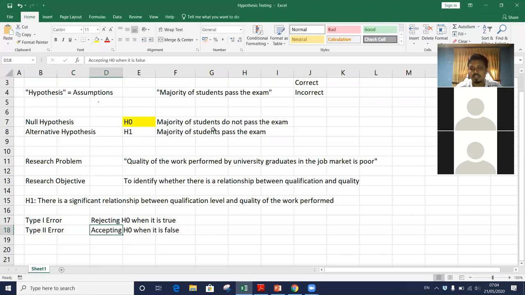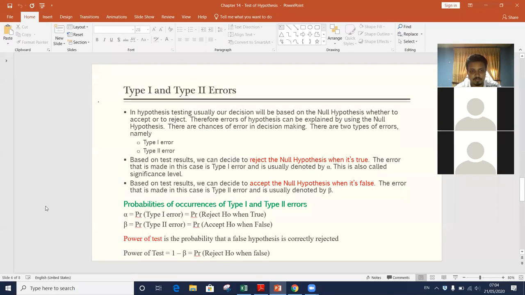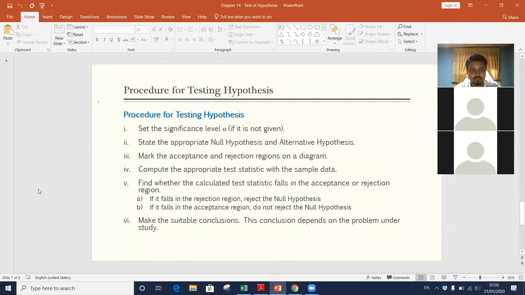So can we be wrong? Yes, right? Statistics are not universally true. Let us talk about it as a limitation. Right. Type 1 errors we can represent by this alpha, right? Type 2 errors we can represent by beta. And this is the most important thing, right?